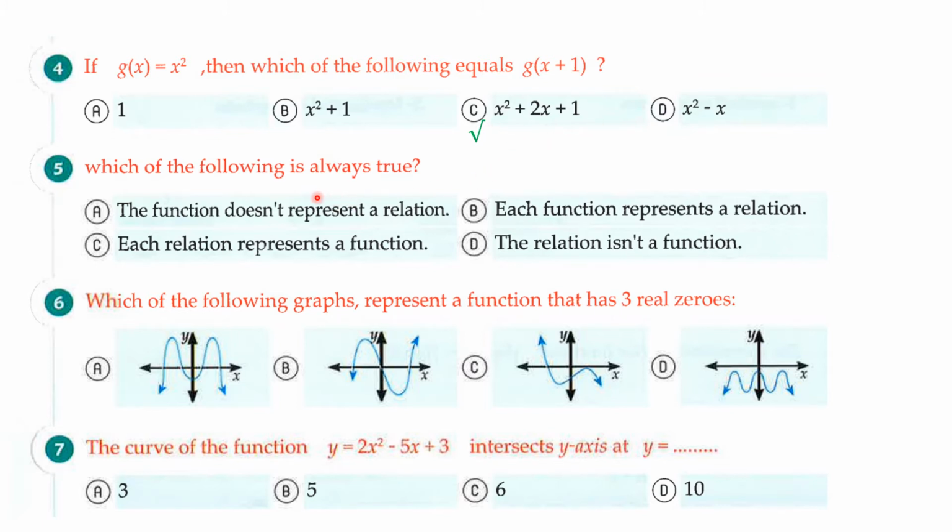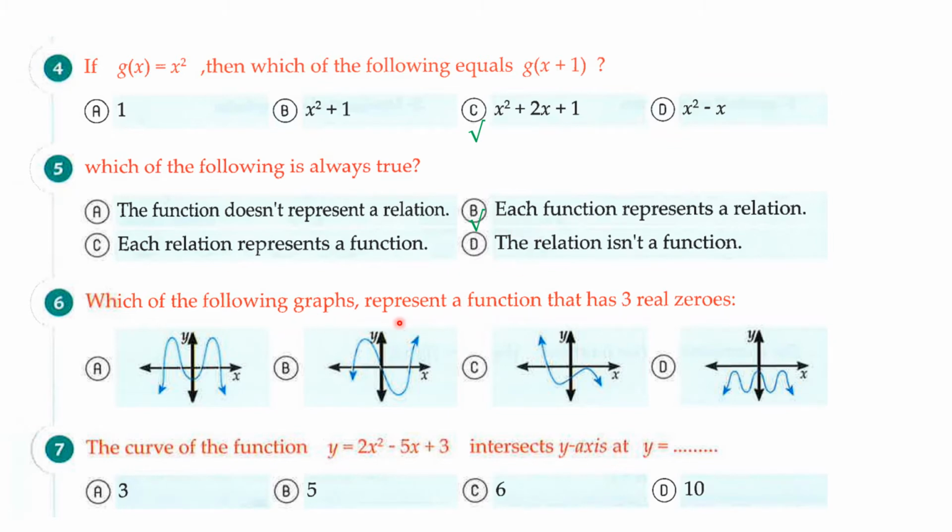Which of the following is always true? Number 5, the answer is B. Each function represents a relation. What about A? The function does not represent a relation. The function represents a relation. Each relation represents a function. No, some relations are not functions. And the relation isn't a function. Sometimes it is a function and sometimes it's not. This was chapter 1, I think, in the pre-calculus book, and I think it's also in algebra 2. Each function represents a relation is the only one that is always true.